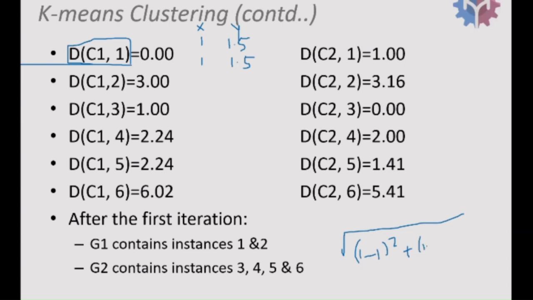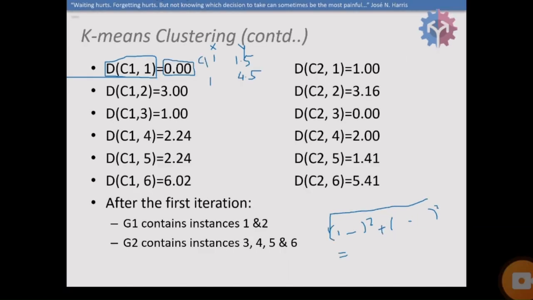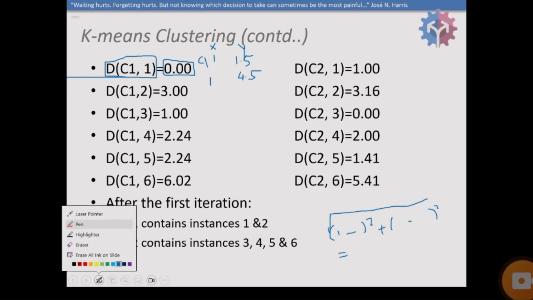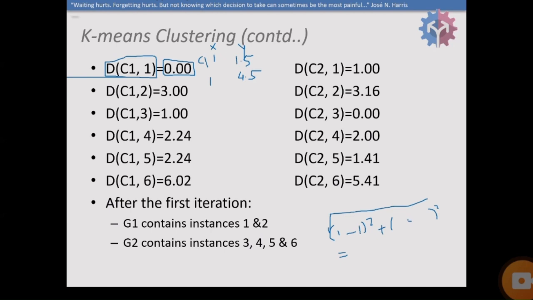Do you all get that? 1.5 minus 1.5 squared, which means that the distance between them is actually 0. Now, what should I write in my Euclidean distance for the other point? 1 minus 1, and here 1.5 minus 4.5. Great, so you understand how we are measuring the distances.